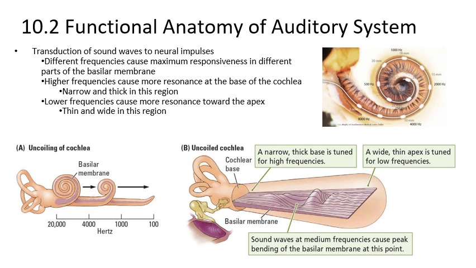20,000 hertz is at the base of the cochlea. It's sort of narrow and thick in this region. And then lower frequencies are picked up more in the apex, or the top, of the cochlea, and it's kind of thin and wide in this region.